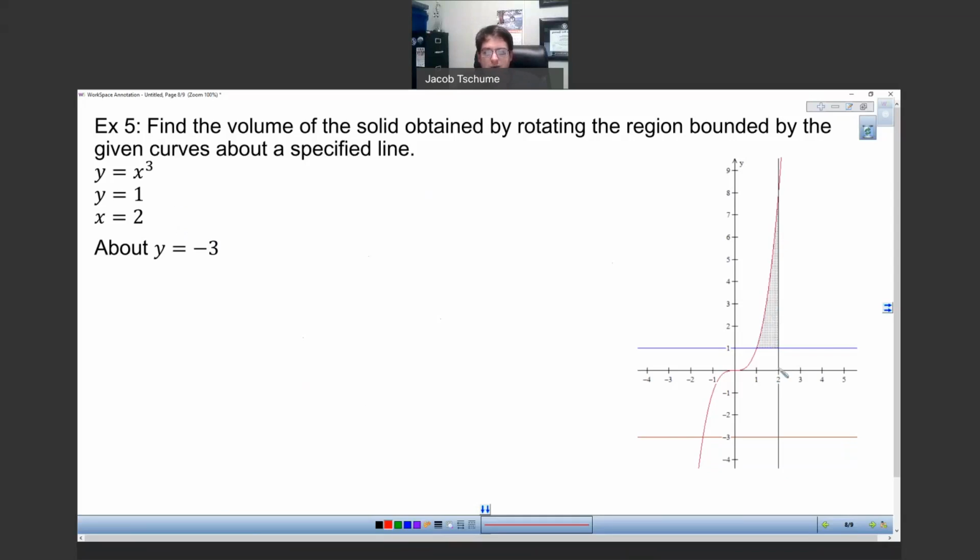But you're not just rotating around the x-axis, you have to rotate it all the way around the line y equals -3. Now, when you rotate around a line that's not an axis, there's a little extra you have to do when it comes to your radius function. So here's a little bit of extra I'm going to add up here at the top. If the line you are rotating around is either above or to the right, because it depends on whether you're going around x's or y's, you are going to do the line minus the radius.